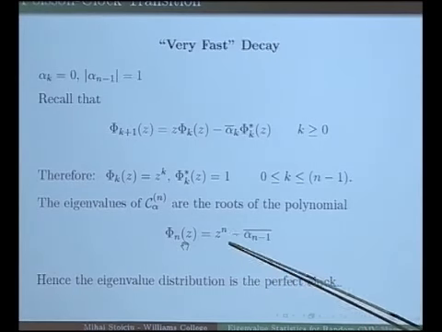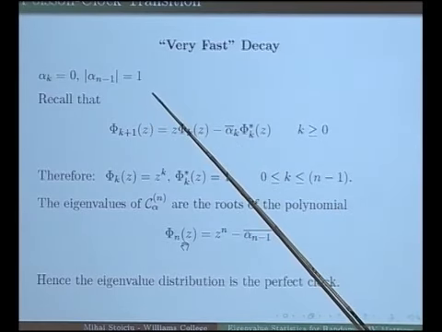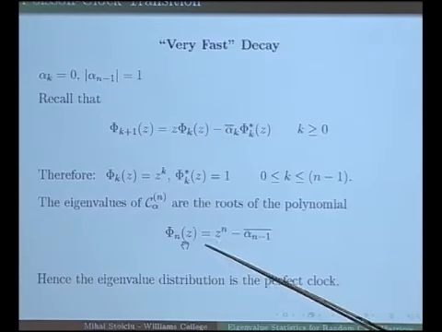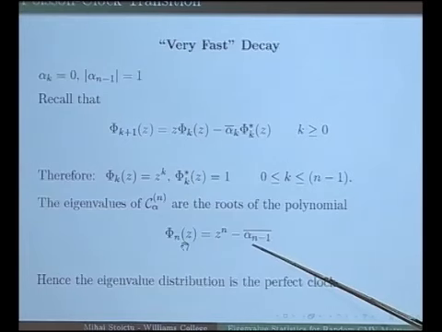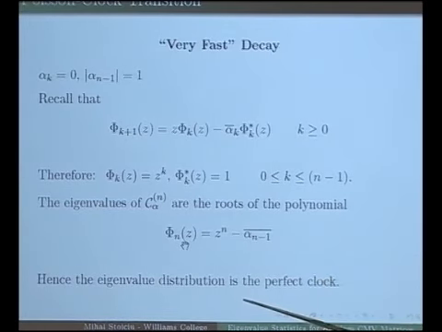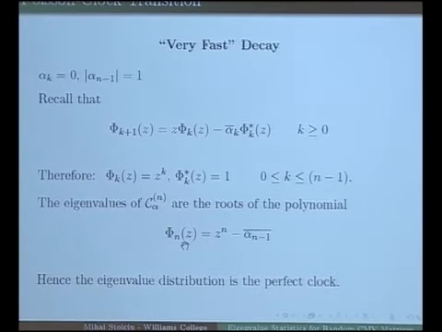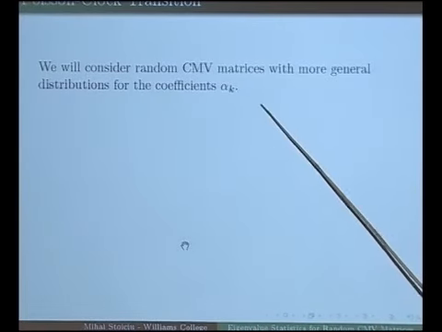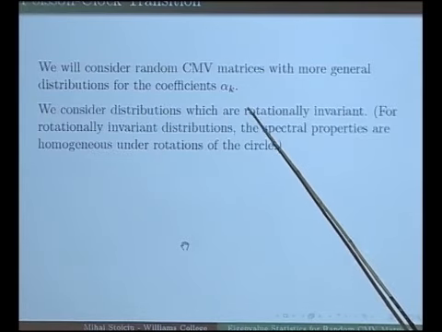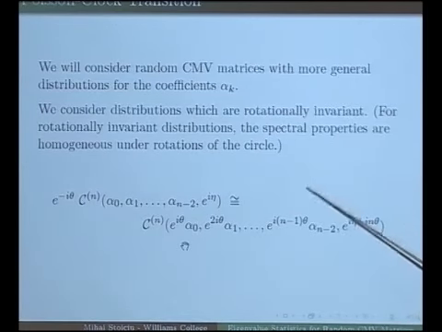So when we want to do fast decay, let's say, yeah. So what we get here, the orthogonal polynomial is z to the n minus something. Remember, the last coefficient has absolute value 1. So basically, you're looking at the zeros of this polynomial, and of course, these are roots of unity. This is a perfect clock. That's why we get clock in the fast decay case.